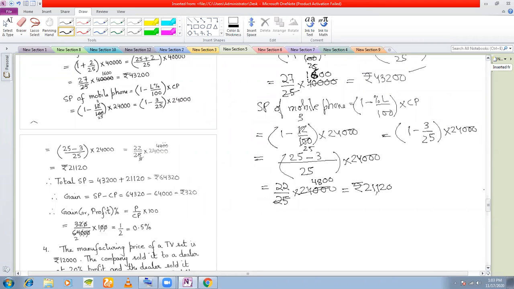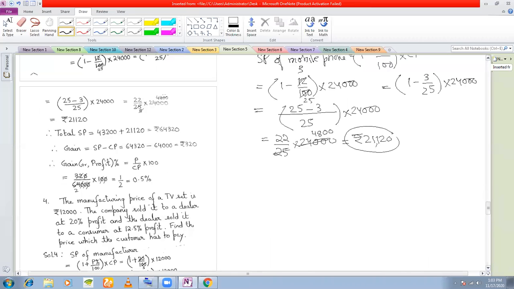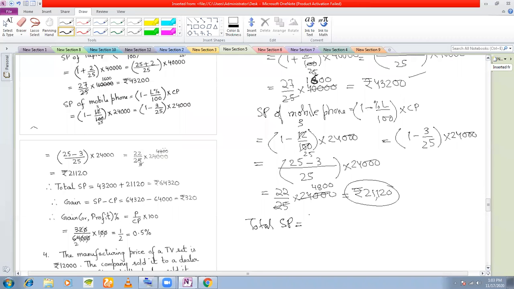Okay, so this you will get as rupees 21,120. So what you see here is that he is buying the mobile phone for 24,000, but he is selling the mobile phone for only rupees 21,120. So what is his total selling price? Total selling price is 43,200, the selling price of the laptop, plus the selling price of the mobile phone. So this comes to rupees 64,320.